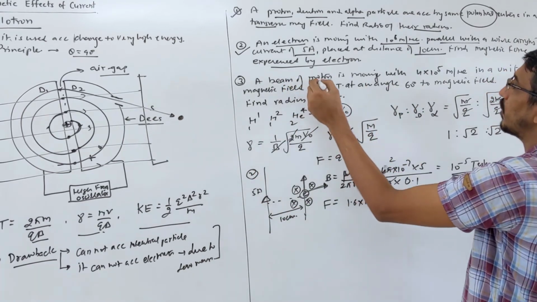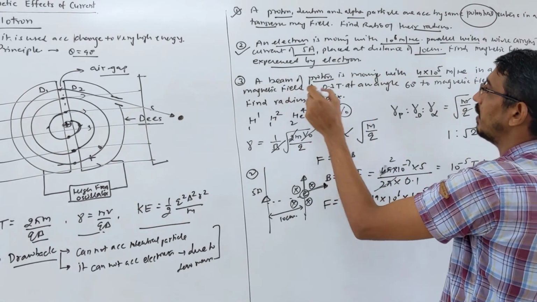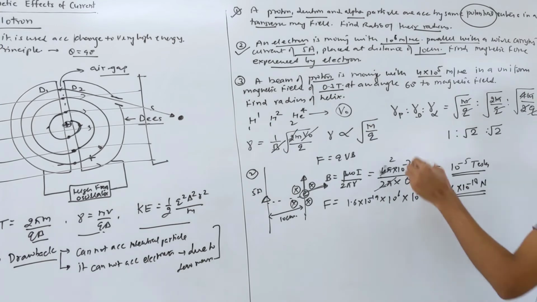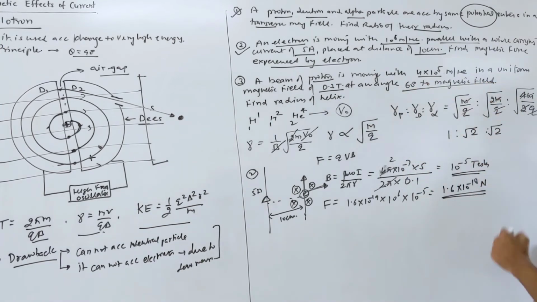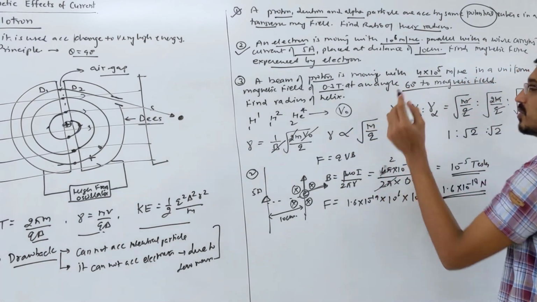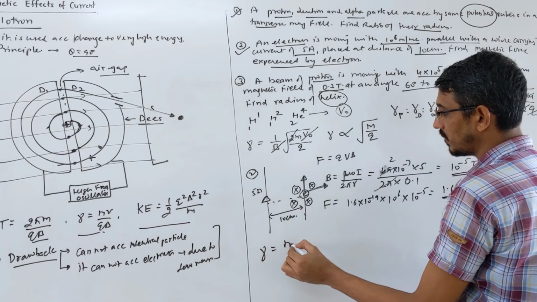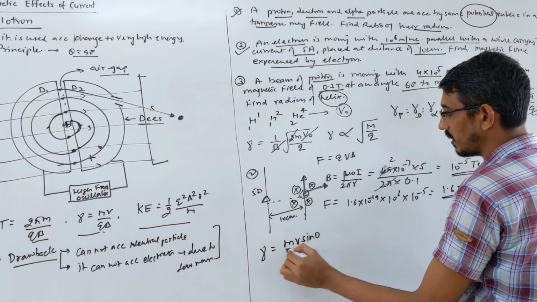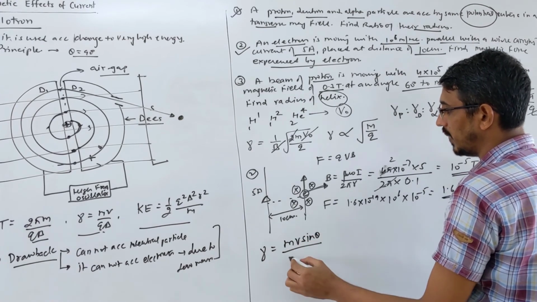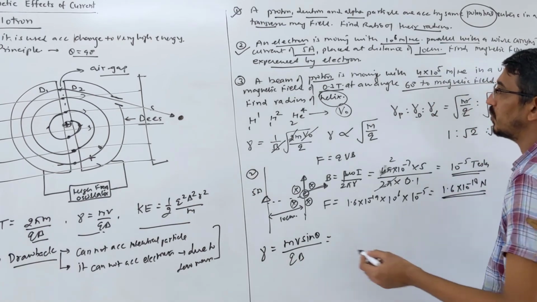They said a beam of protons is moving with the velocity given in a uniform magnetic field of 0.3 Tesla at an angle of 60 degrees to the magnetic field. Find the radius of the helix. So obviously, since the angle is given as 60 degrees, it moves in a helical path. Directly they said helix also. So the radius in a helical path we know is what? mv sine theta by qB. Correct. So it is a direct formula, you just have to put in values.